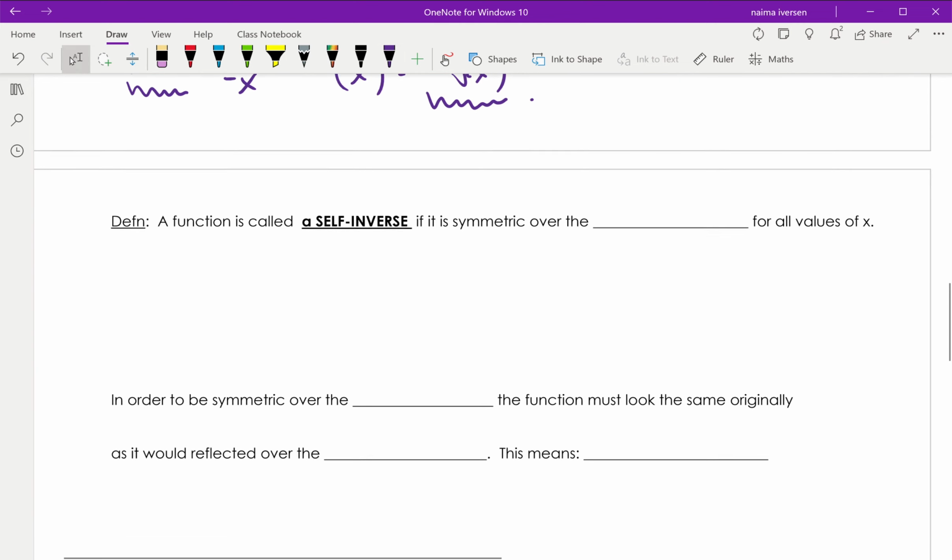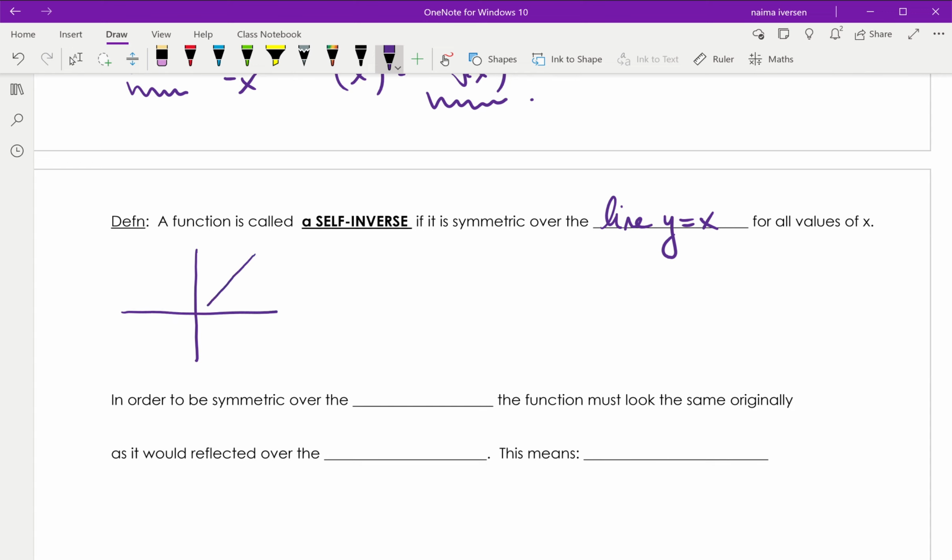A function is called a self-inverse if it is symmetric over the line y equals x for all values of x. Something like this, something that's symmetric over the line y equals x. Remember, the line y equals x looks like this. One good example of a self-inverse would be that basic reciprocal function. It is symmetric because this point and this point are symmetric to each other, and this point, if you reflect across the line y equals x, you're going to get that value. So that is a self-inverse.